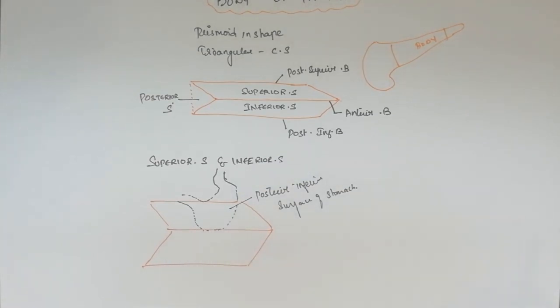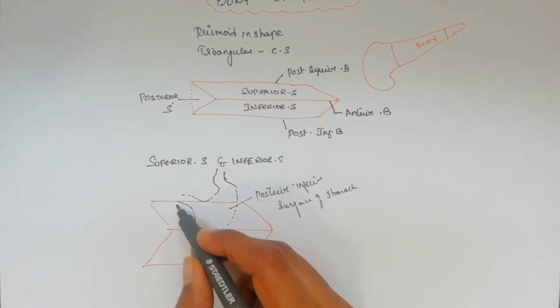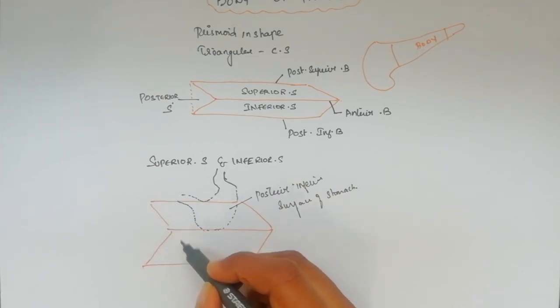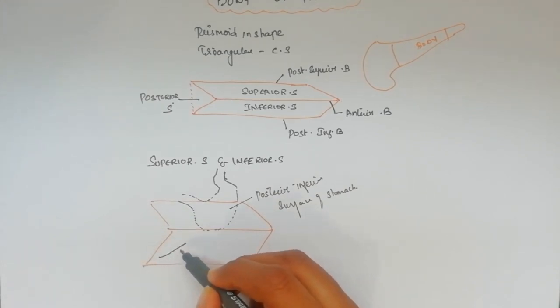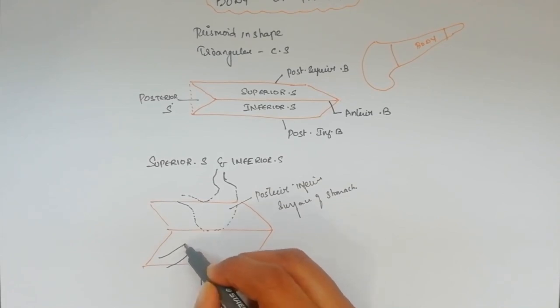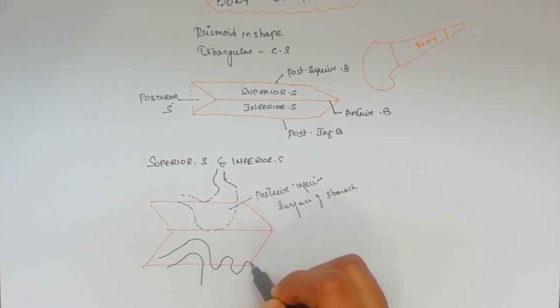In the inferior surface, if you are seeing, we have got our duodenum coming. This is going to extend and hold the head of pancreas, and then the fourth part of the duodenum is going to form a flexure to continue as the jejunum.